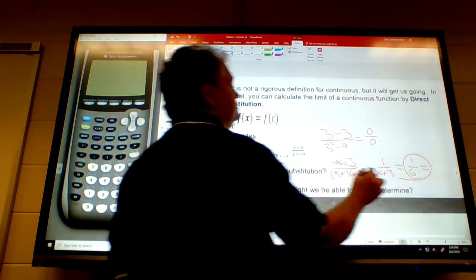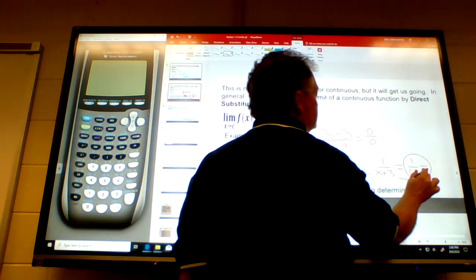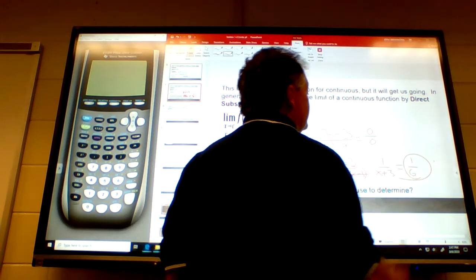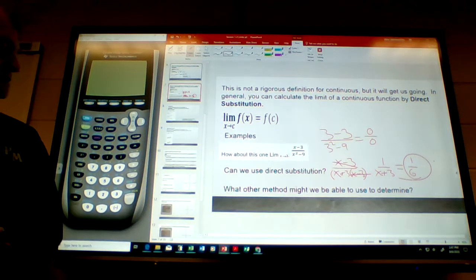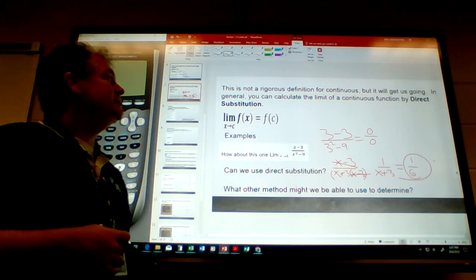That equal sign is not supposed to be there, so I'll just get rid of it. I'm still trying to learn how to use this ViewSonic board, so I apologize for any technical difficulties.